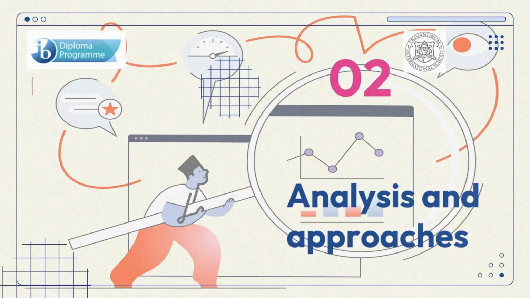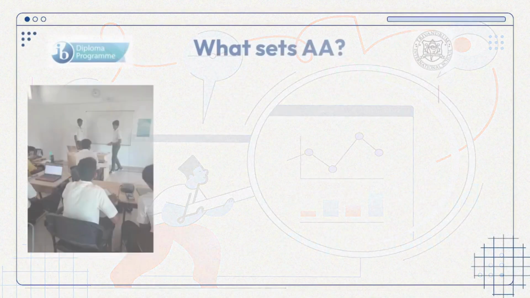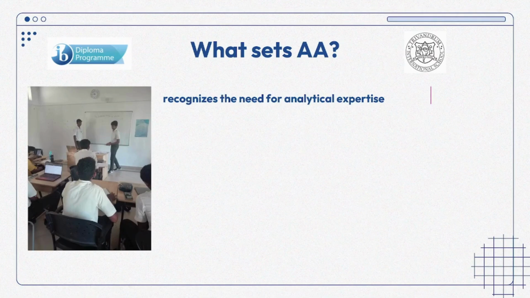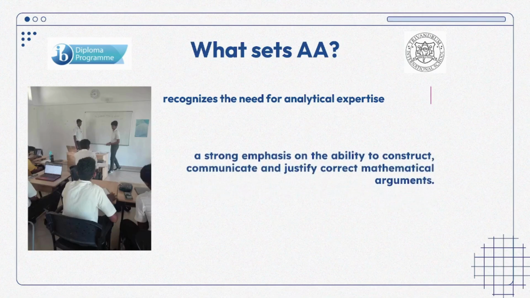Analysis and approaches, or AA. What sets it apart? It recognizes the need for analytical expertise. Hence, analytical thinking and logical skills are essential for this paper. It has a strong emphasis on the ability to construct, communicate, and justify correct mathematical arguments. It allows the use of technology. The students can use graphic display calculators for paper 2 and 3 but not for paper 1.